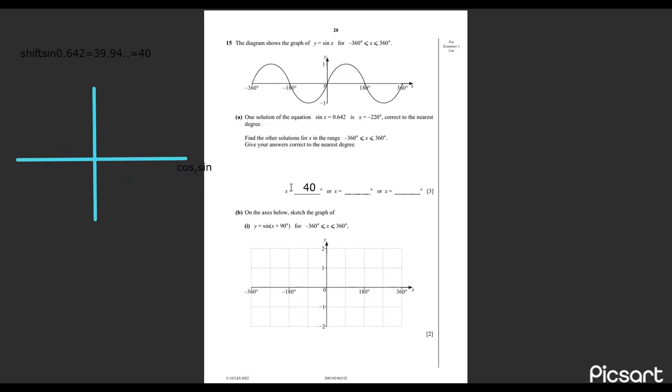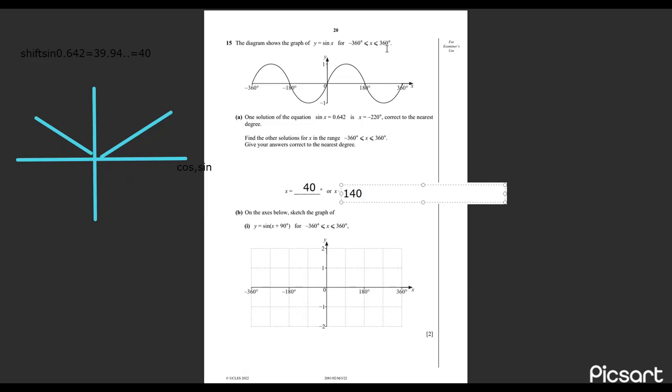So here in the first one it is 40, because he asked for the nearest degree. The next one will be equal to 180 minus 40, which is 140, and it's also a positive sine. Okay, so this will be 140. So these are the positive ones.